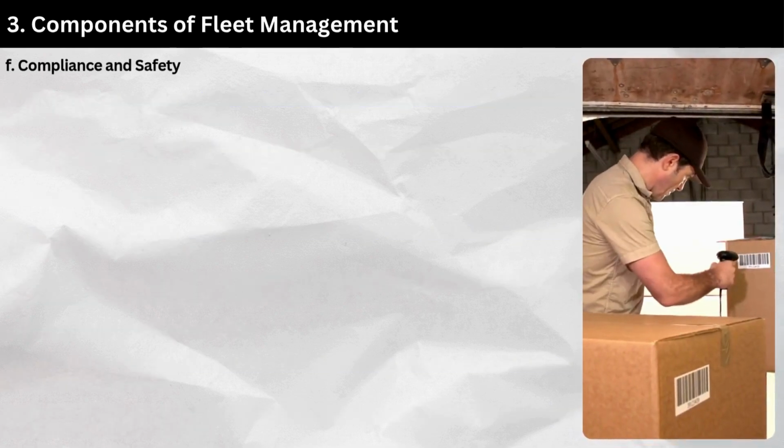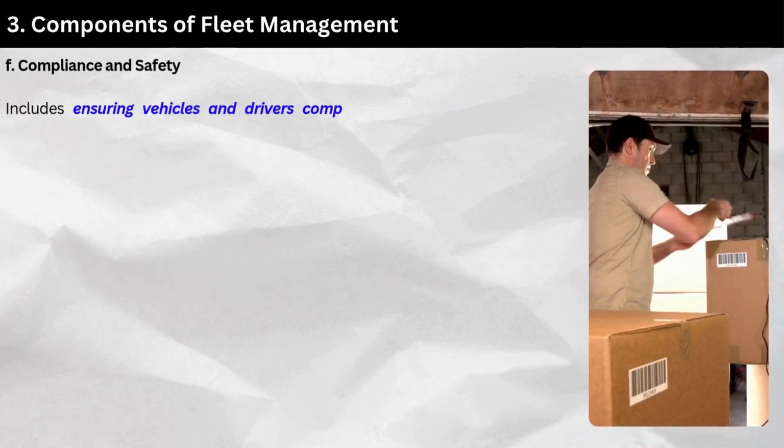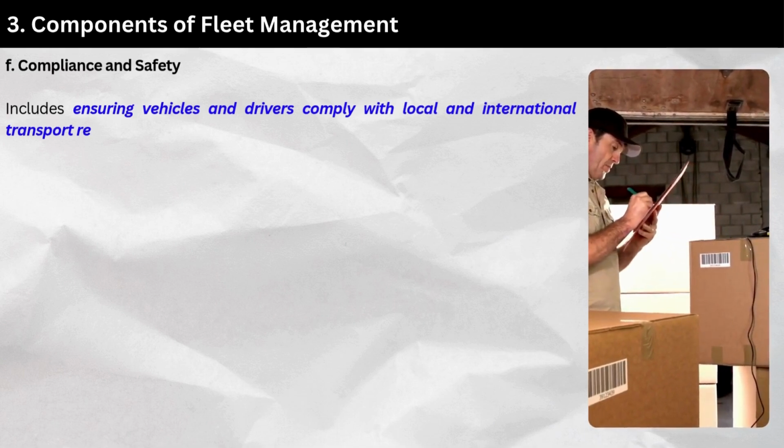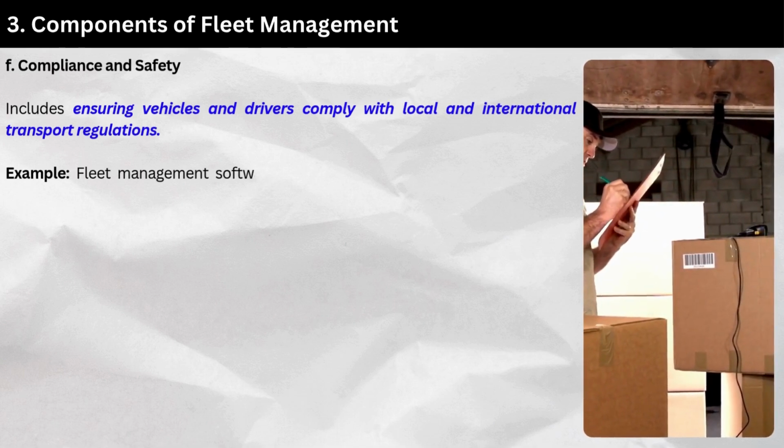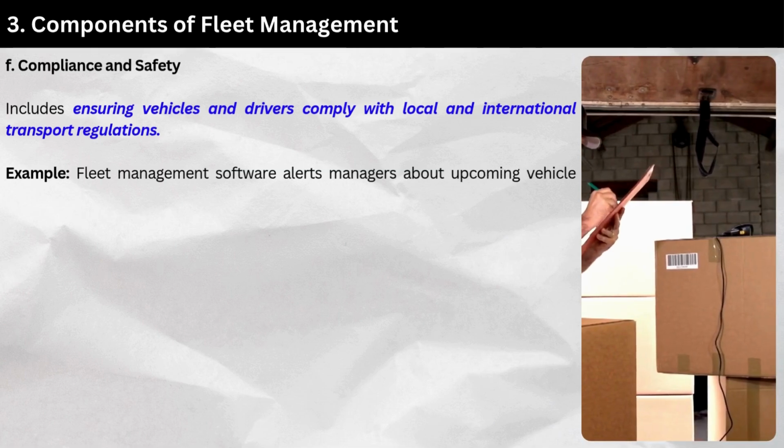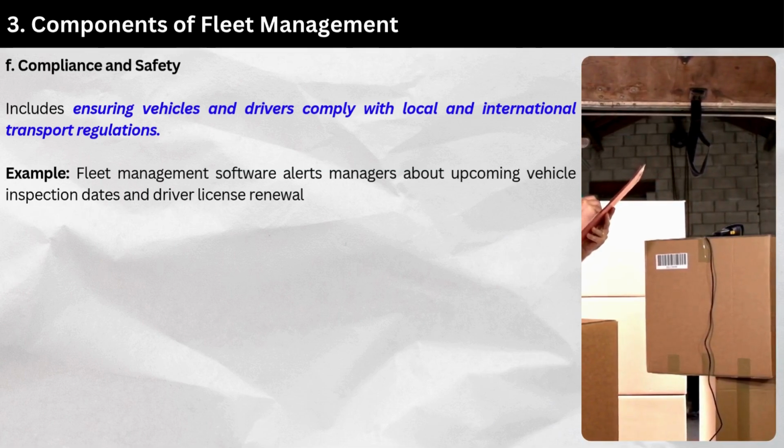F. Compliance and safety. Includes ensuring vehicles and drivers comply with local and international transport regulations. Example, fleet management software alerts managers about upcoming vehicle inspection dates and driver license renewals.